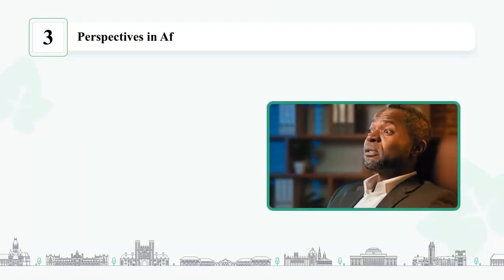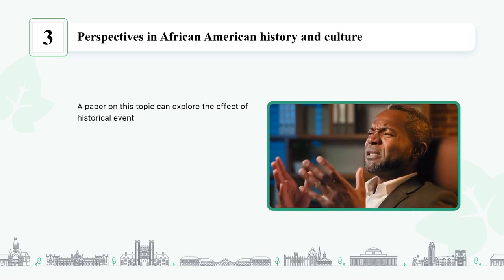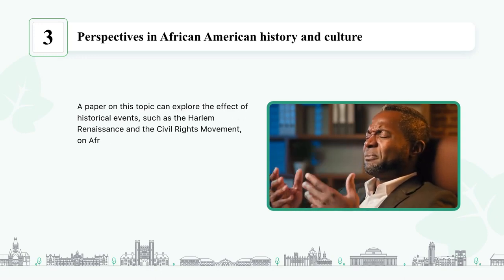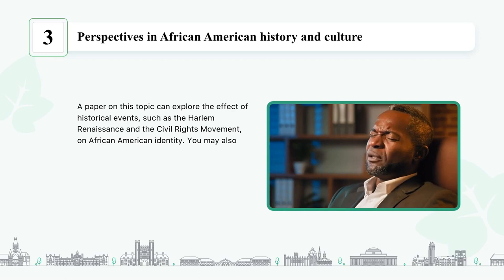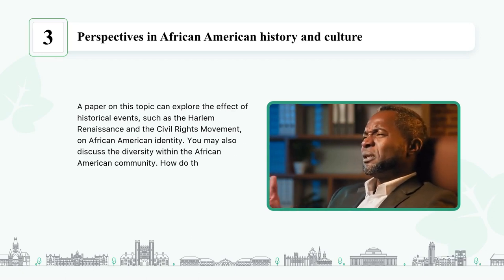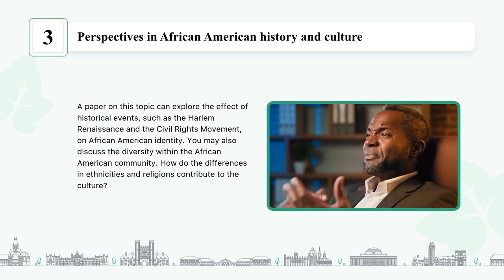Perspectives in African American History and Culture. A paper on this topic can explore the effect of historical events, such as the Harlem Renaissance and the Civil Rights Movement, on African American identity. You may also discuss the diversity within the African American community. How do the differences in ethnicities and religions contribute to the culture?